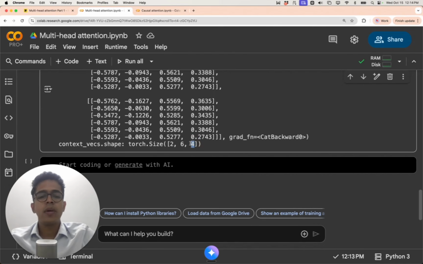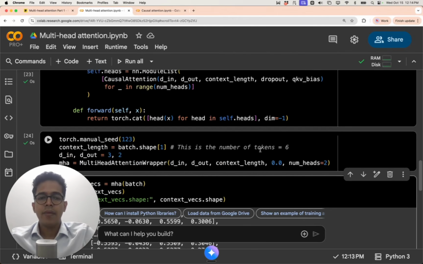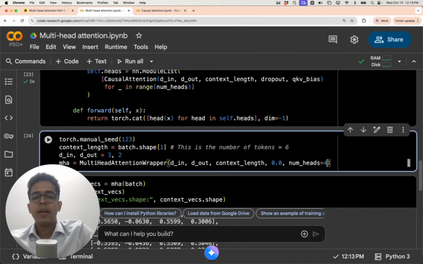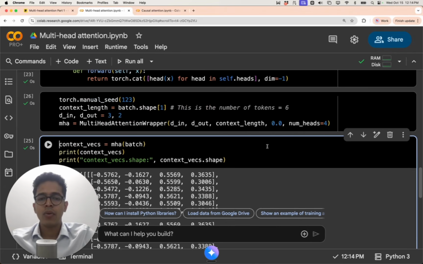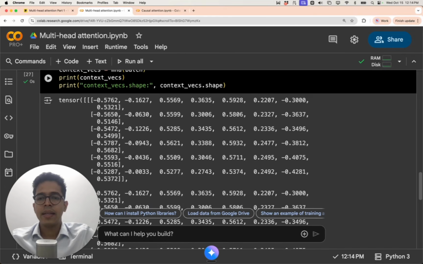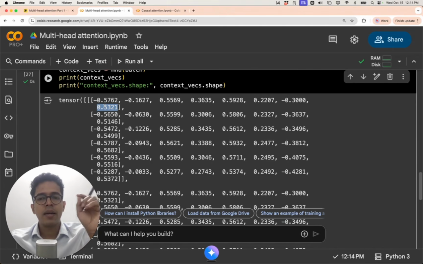Why is it 4? Because you have two heads in the multi-head attention. What if we had, let's say, 4 heads? What would have been my final output? If we had 4 heads, each head is outputting a dimension of 2. Like that, you have 4 heads. So your final dimensionality for each context vector would have been 8. So let's try that. Number of heads equal to 4. Then you see 8. Why? 1, 2, 3, 4, 5, 6, 7, 8. So each context vector is of dimensionality 8.